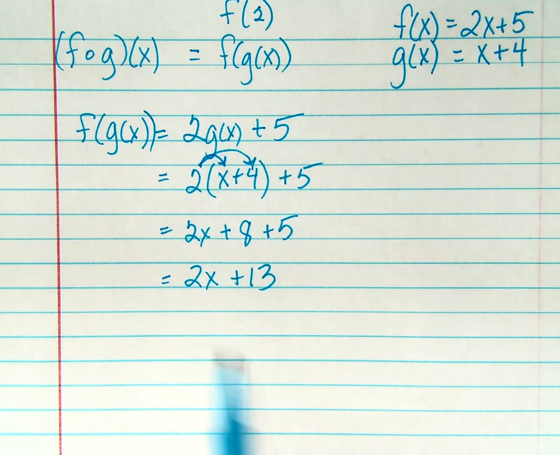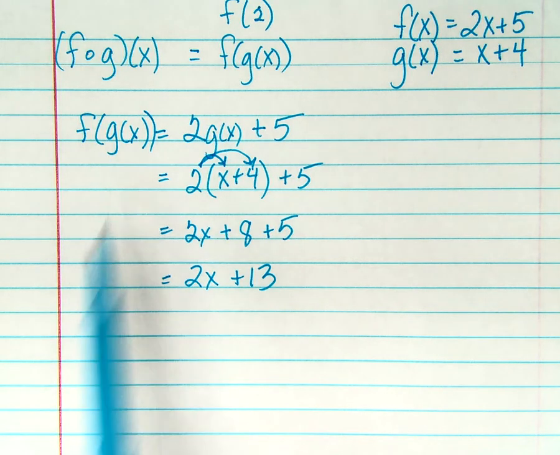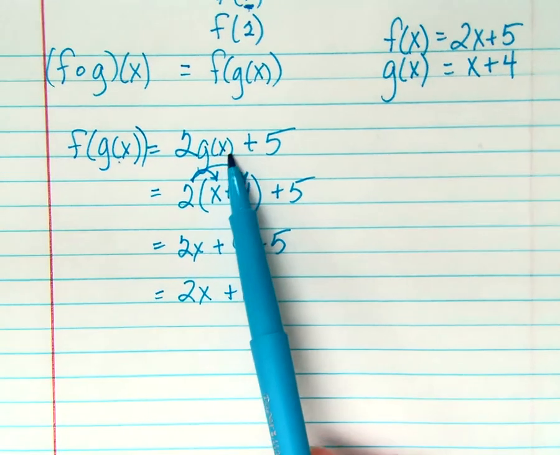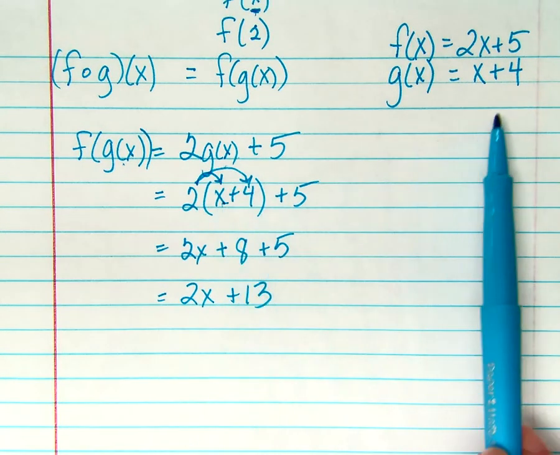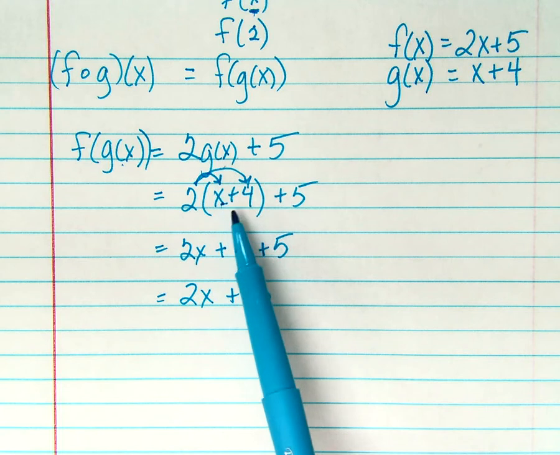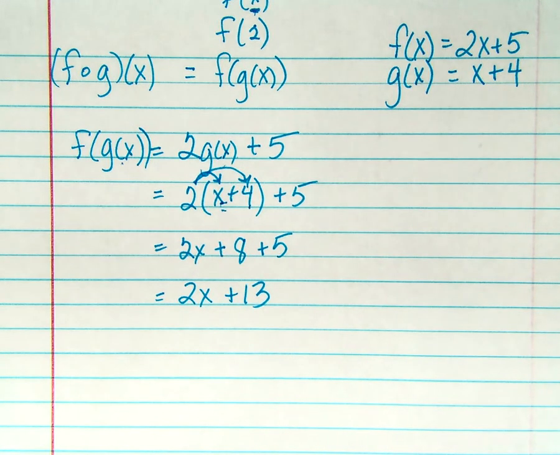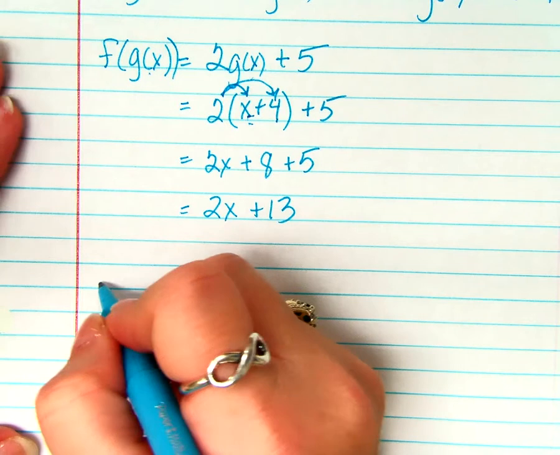Any questions on this? You okay with it? Anywhere there was an x, I put in a g of x, but I realized I knew what g of x was. It was x plus 4, so I substituted in the x plus 4 and simplified it as far as I could. So could you do this?